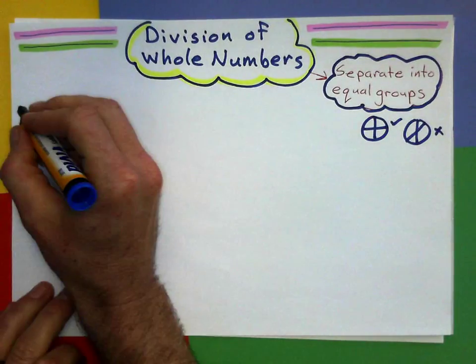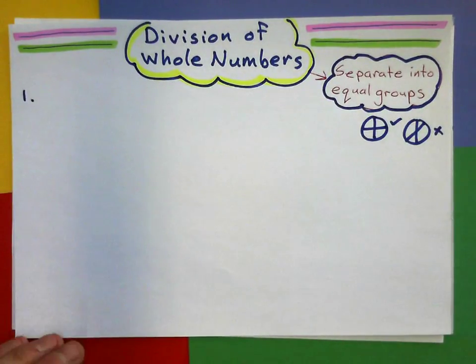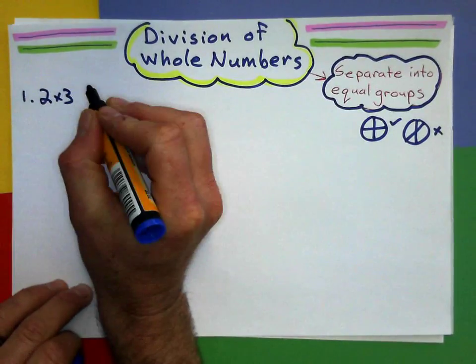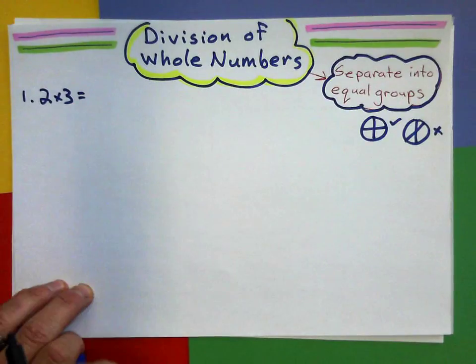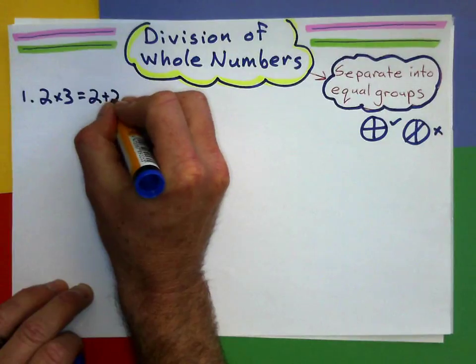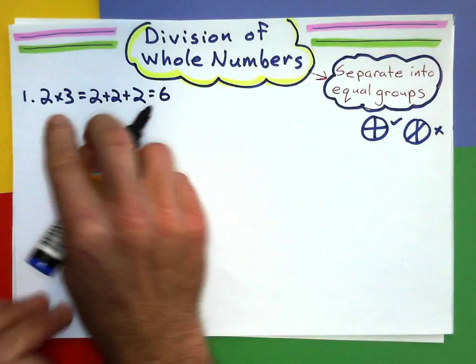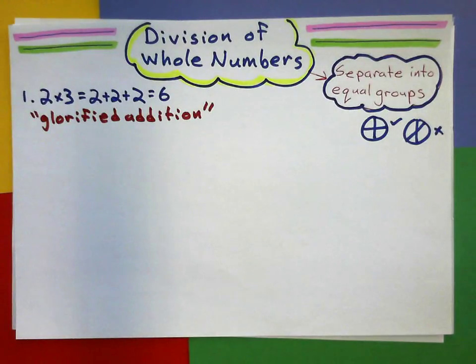Now, first off, I'm just going to go through the examples that I've come up with. I'm going to start with multiplying, and I'm going to say, well, 2 times 3. Multiplication is just, we can call it glorified addition. It just means 2 plus 2 plus 2, and that gives me, of course, 6. So multiplication is just glorified addition.